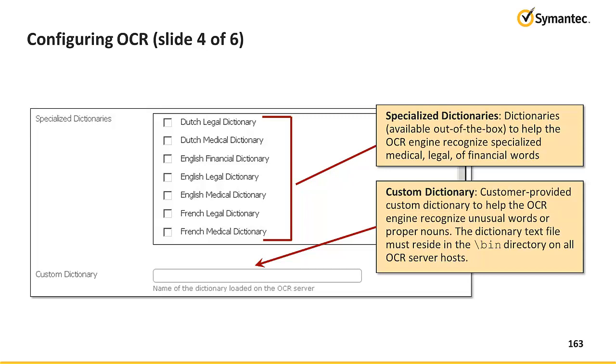If you have created a custom dictionary to help the OCR server recognize unusual words or proper nouns, provide the name of that file in the Custom Dictionary field. The requirements for custom dictionaries are as follows. The format of the file must be plaintext .txt, words must be separated by new lines, and the text file must be copied to the C:\Symantec\DLP\OCR\protect\bin directory on the OCR server. When all of the above options are completed, save the configuration.